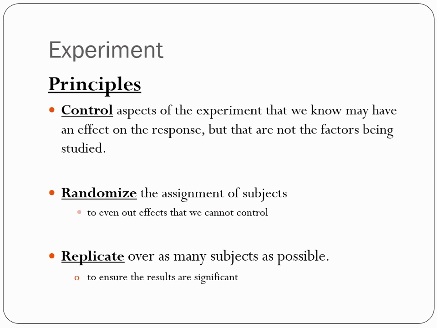We randomize the assignment of the subjects. This randomization is going to even out effects that we don't control. It's going to take the human element out of it, if you think about it that way too. We don't have as much control as we'd like, which means that we can actually study the issue at hand. Replication, big word for just repeat it over and over again, right?